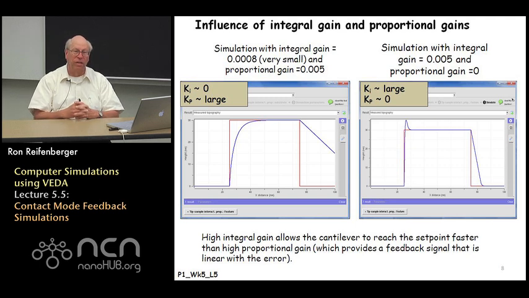So in the left-hand region of this slide, I investigate the case where the integral gain is essentially set to 0. In practice, I didn't set it to 0. I set it to 0.0008, which is a very small number. I set the proportional gain to 0.005. So essentially, the integral gain is 0, the proportional gain is large.